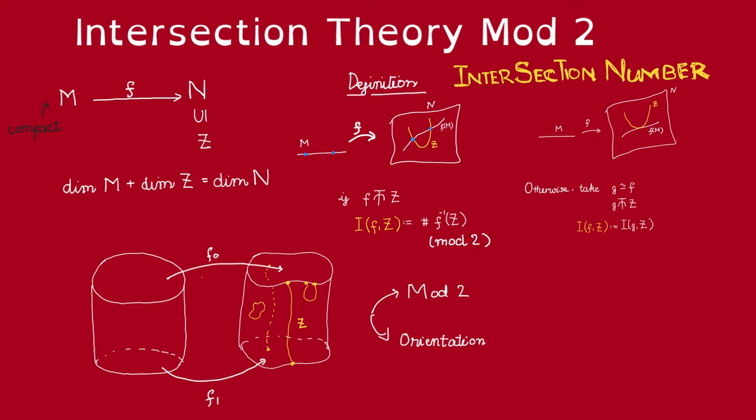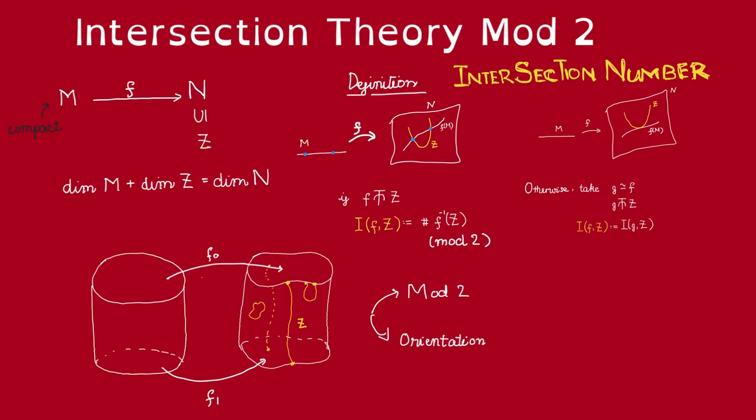Alright, so let's define this formally. Again, the setup is that we have an embedded submanifold Z of N, and then we have a map F from M to N. Here we assume that M and Z are of complementary dimension, and that M is compact, so that this intersection number is going to be finite. Now, if F is transversal to Z, then we define the intersection number between F and Z to be the number of points in this preimage, modulo 2. So now we add the condition that this is modulo 2. So this intersection number is an element of Z mod 2Z.